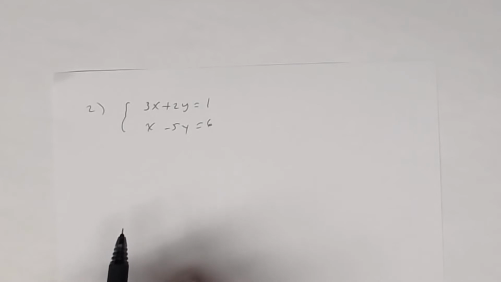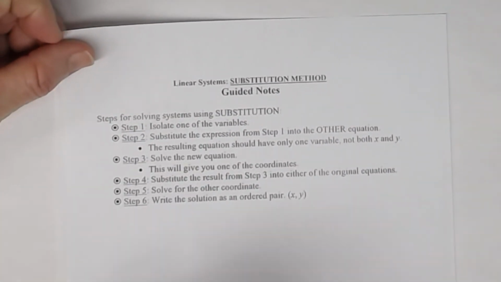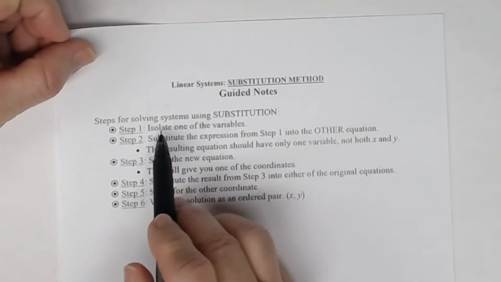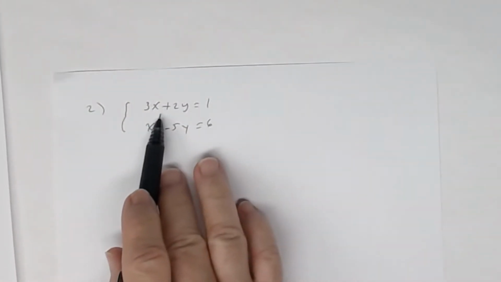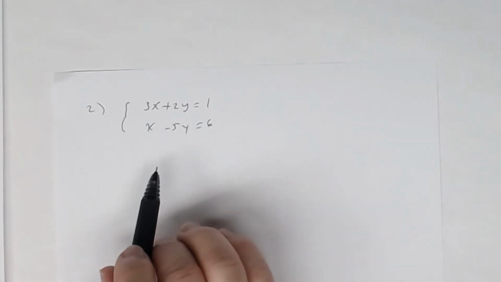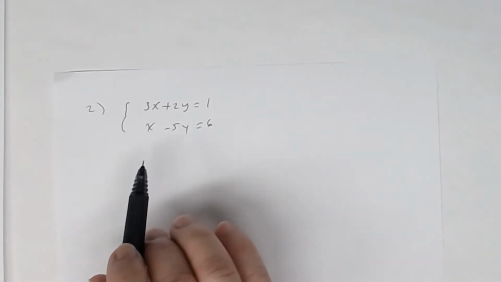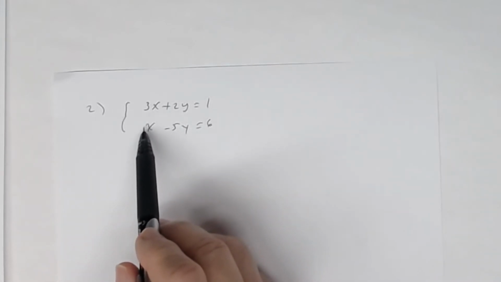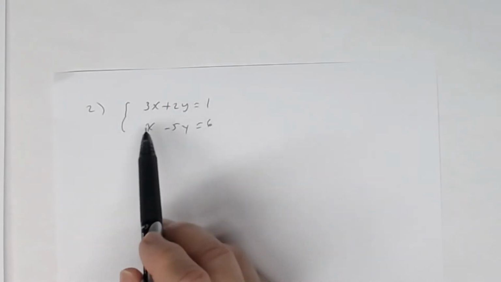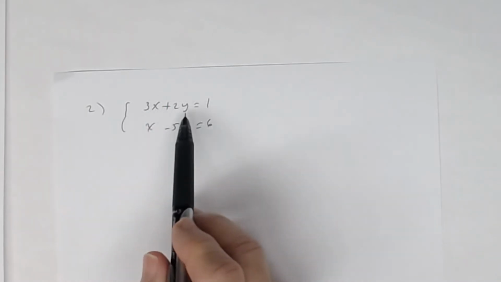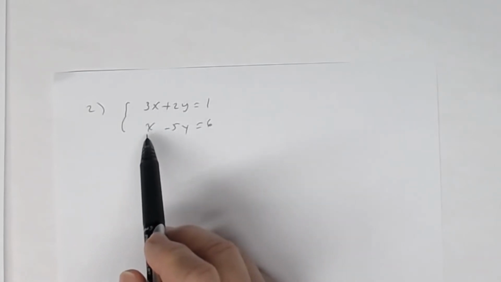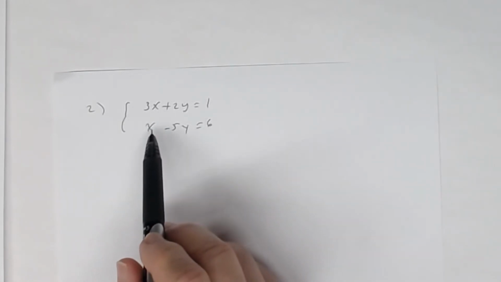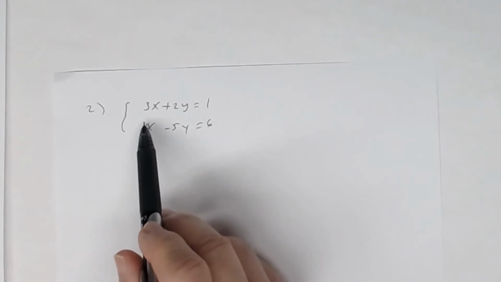Let's do this by substitution. Always follow directions. This says substitution, so you must use substitution. Step 1 is you have to isolate one of the variables. Look at your two equations and determine which variable is easier to get by itself. Remember, the easiest variable to get by itself is the one with a coefficient of 1, like x here. That's not always going to be the case, but if it does, then that's the easiest one to get by itself.